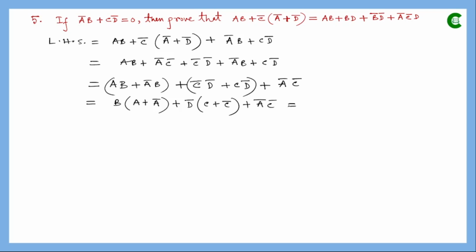So the simplified form will be, now a plus a bar will give us 1, so it will be b, and then c plus c bar will give us 1, so it will be d bar only, and then we will have a bar c bar, and we will keep that expression, and we will try to simplify the right hand side, and we'll try to show that that expression also will give us this value. So if we can do that, then it will serve our purpose. So now we will proceed with right hand side.